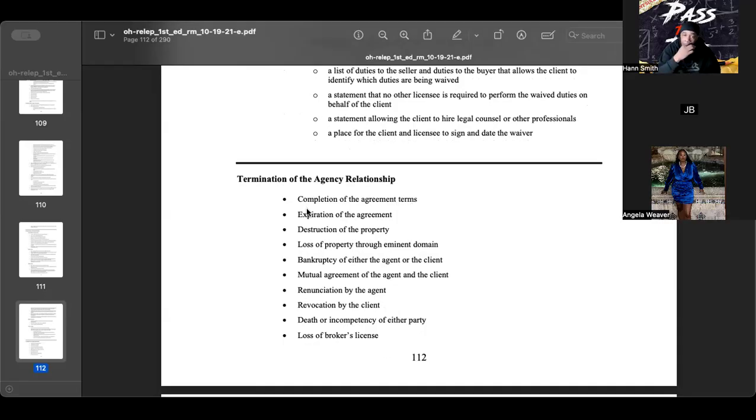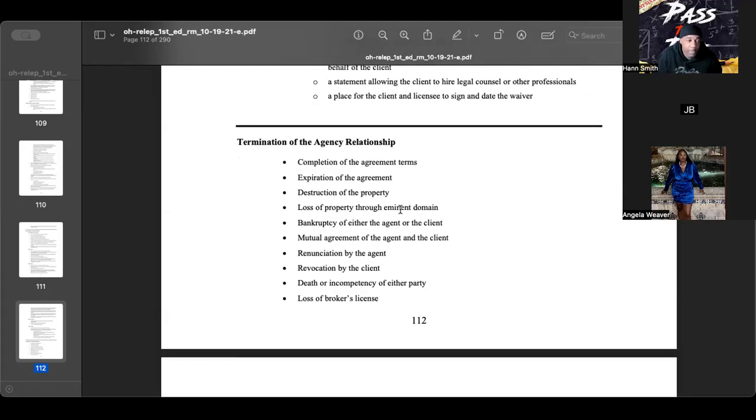If the agency agreement expires, so obviously if the date is past the date of expiration, you don't have an agency relationship. Destruction of property. If you remember, a listing agreement or a buyer broker agreement is an agreement that you can't assign. It's a service agreement. I'm going to provide a service for you. I'm going to find you a house or I'm going to sell you a house. When the property is destroyed, that's what the contract was for, so that's going to terminate the agency relationship.